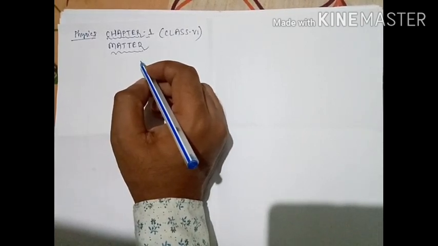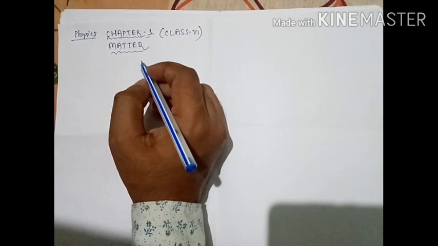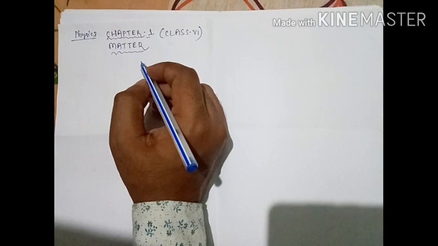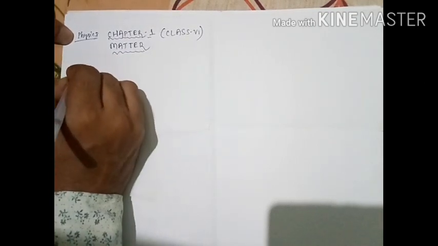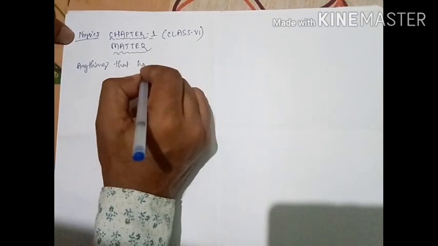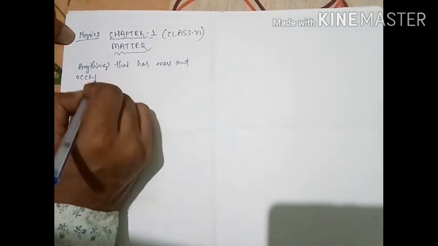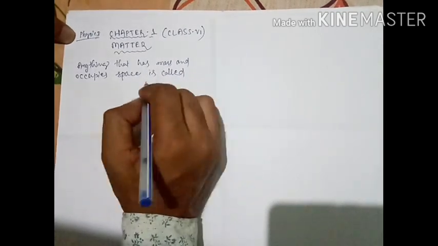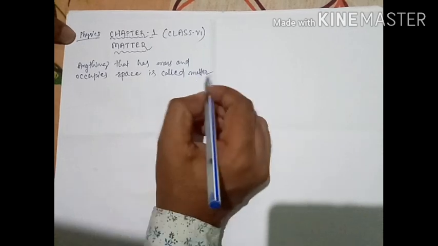So students, normally in day-to-day life, things around you have varying shapes and sizes and have some properties. Whatever you come across has some shape, size and properties, but they all take up space and have some mass. So if we discuss what is matter, we have to write that the definition of matter is: anything that has mass and occupies space is called matter. So this is the definition of matter.